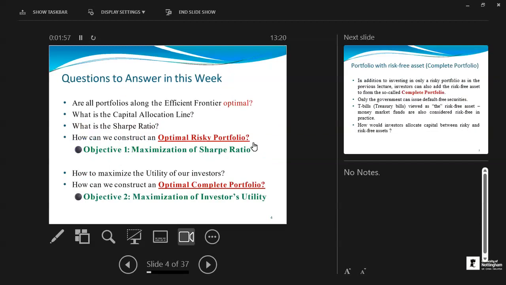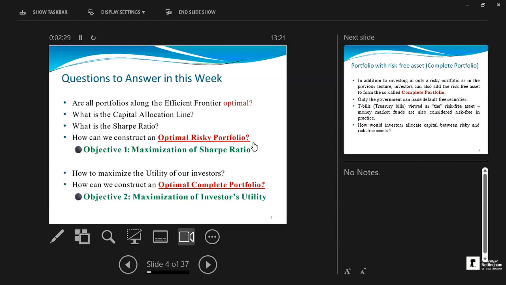Now, coming back to the practicality of it, if you, as an investor, have to create a portfolio, how can you create an optimal portfolio? A portfolio that gives you the highest return for the given level of risk. I keep on saying for a given level of risk because that depends upon risk preferences.